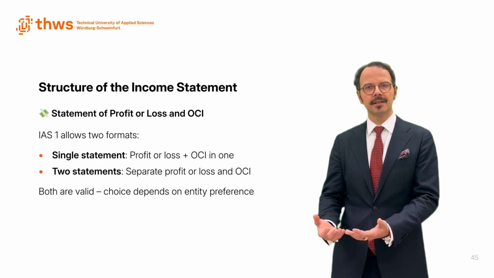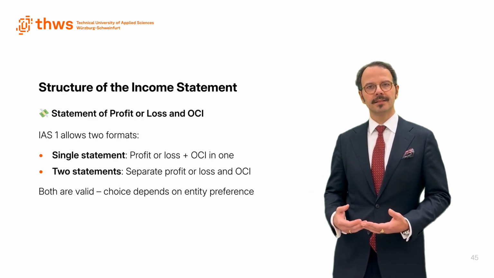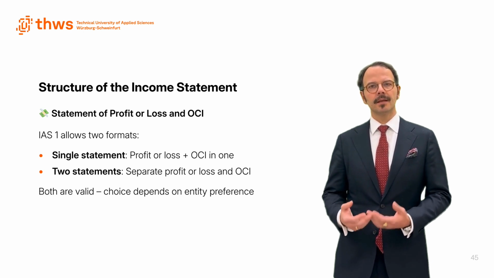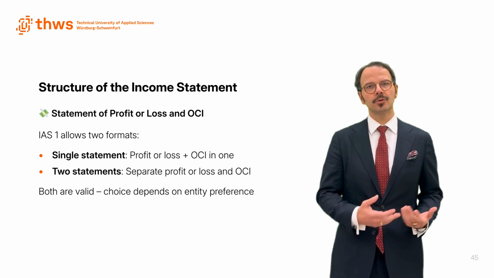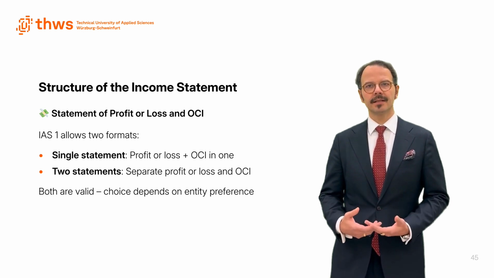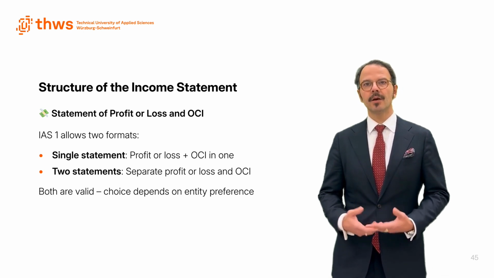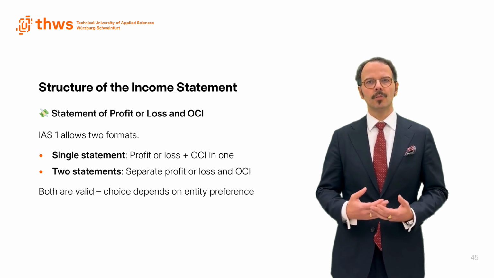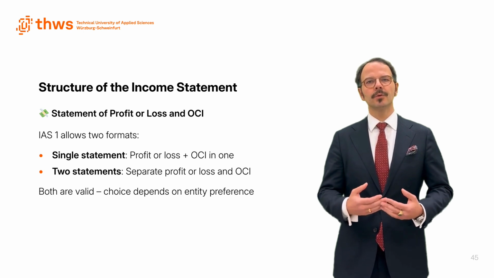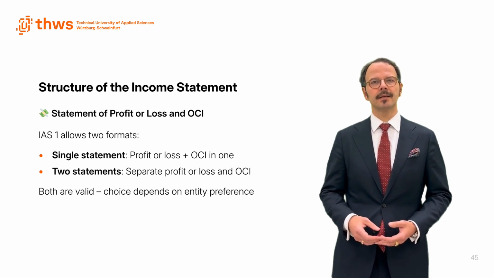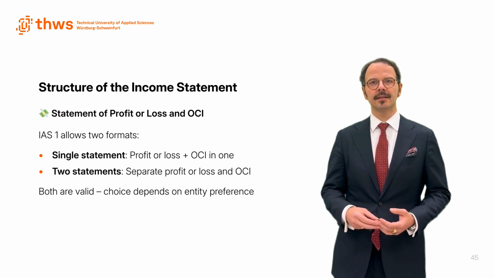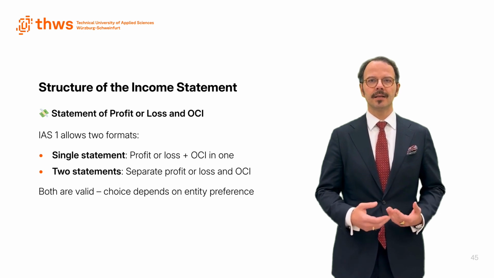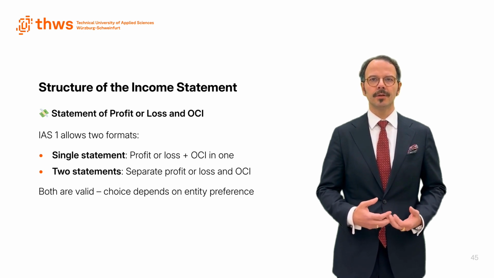Now let's move to the income statement, or more formally, the statement of profit or loss and other comprehensive income. IAS 1 gives you a choice here. You can present everything in a single combined statement, or split it into two separate statements, one for profit or loss and one for OCI. Both formats are valid. The key is to be consistent and make it clear what's going where. No hiding income in the notes, no mixing profit with OCI.